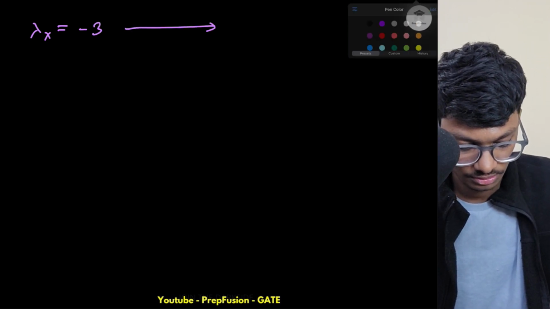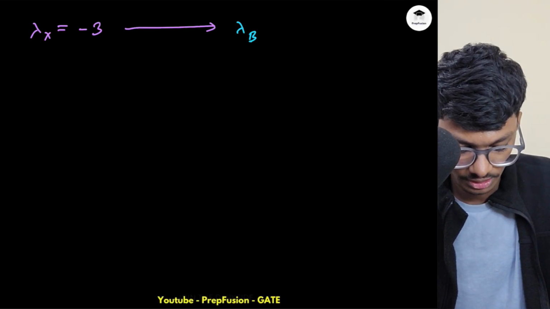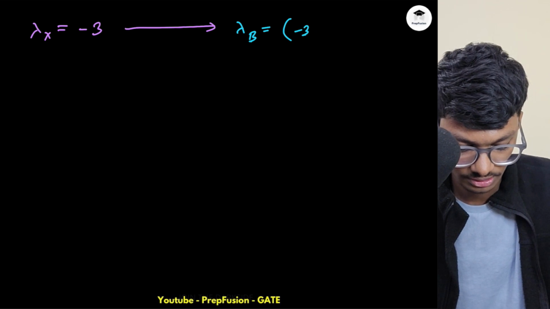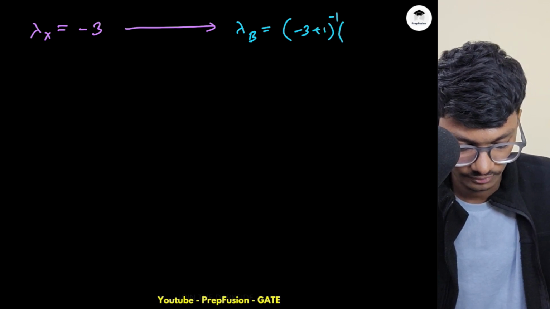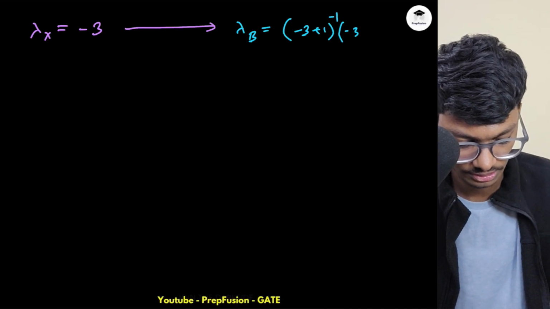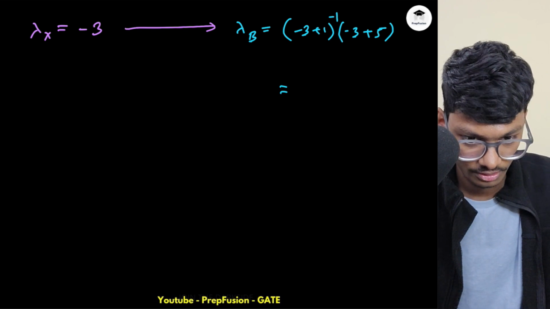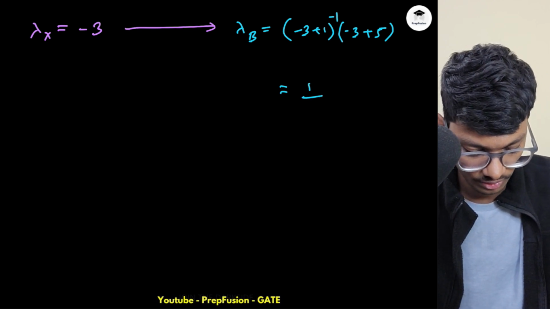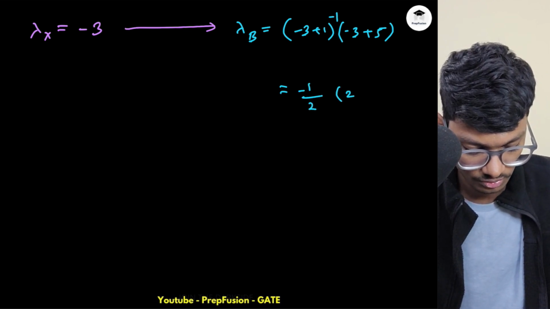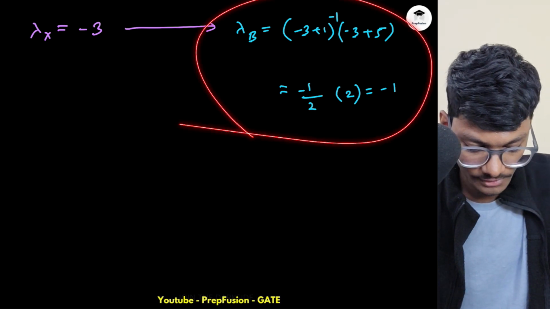Okay. Now this is equal to lambda b equals what? This is (minus 3 plus 1) inverse, and this is minus 3. Minus 3 plus 5. So this simply becomes 1 by minus 1 by 2 into 2. So this is simply minus 1, right? So yeah, this is the answer to this question.